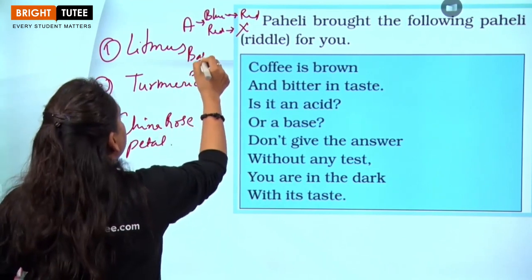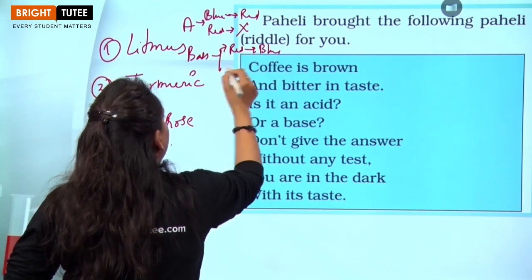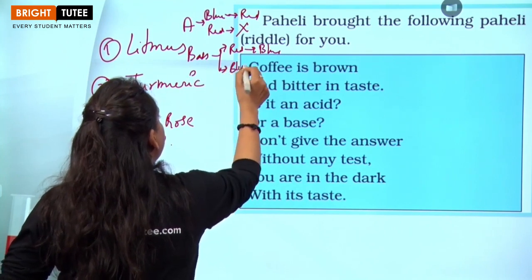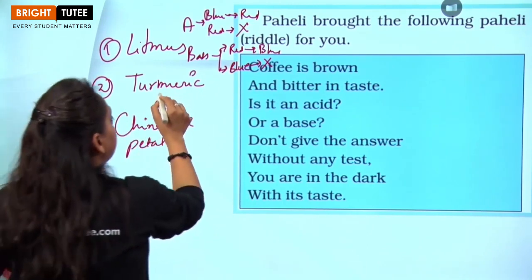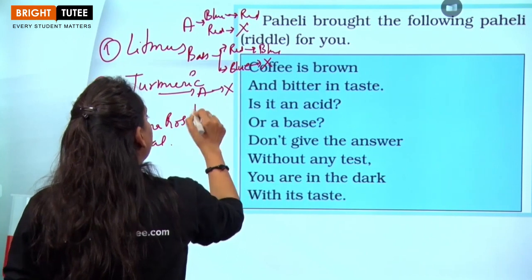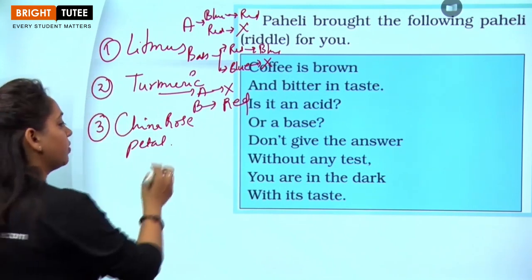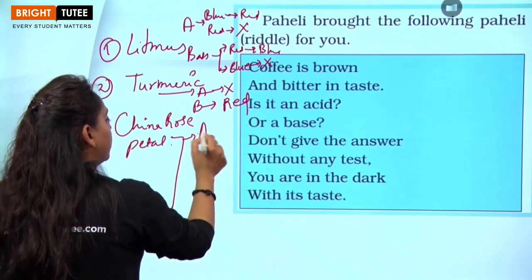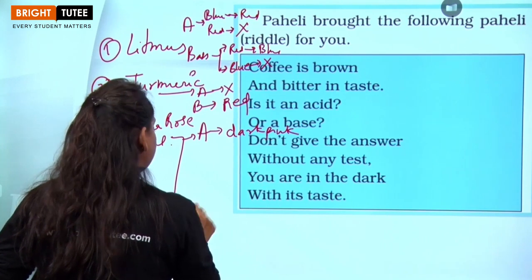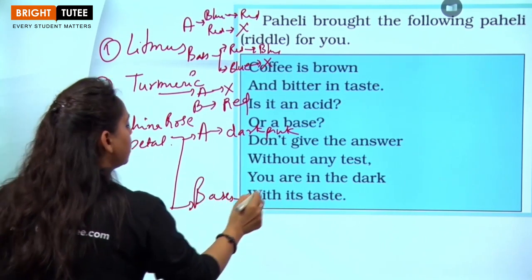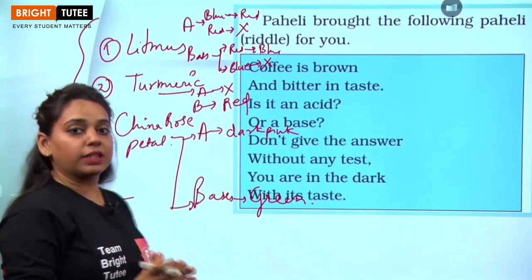And if we take bases, bases turn red litmus to blue color, whereas if we test the bases with blue litmus, there will be no change in color. Then in case of turmeric, we have studied that in acids there is no change in color, whereas in bases it is converted into red color. For China rose petal solution, in case of acids, the color is changed into dark pink, whereas in case of bases, it is changed into green color. So I hope that you have understood all about the three indicators.